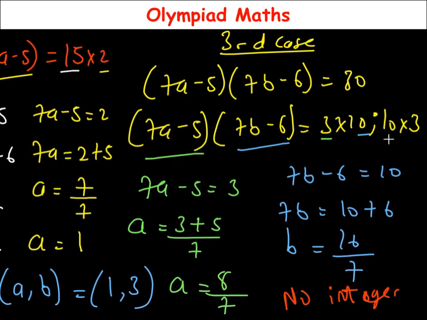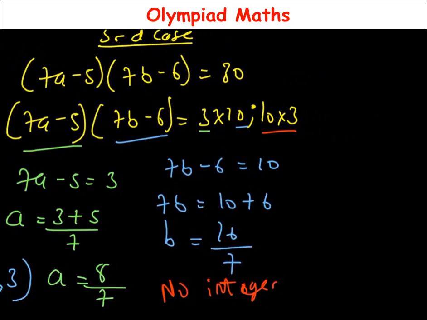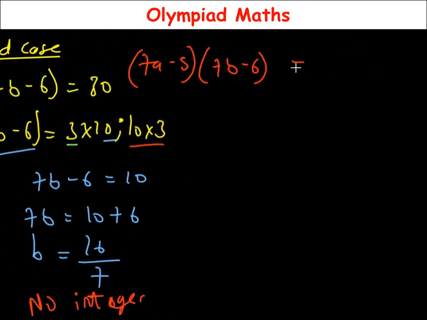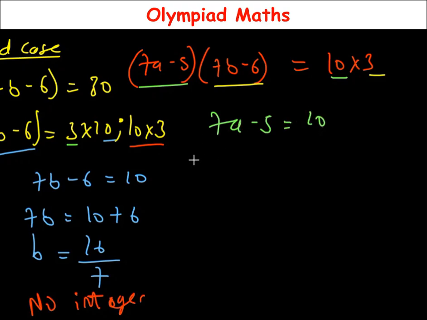Now moving on to the next one, which is 10 times 3. Let's see whether I can get a pair of solutions for that. So we have (7A − 5)(7B − 6) is equal to 10 times 3. Looking at it, we compare 7A − 5 to 10, and 7B − 6 to 3. For the first one, 7A − 5 = 10, 7A is equal to 10 + 5, A is equal to 15/7.